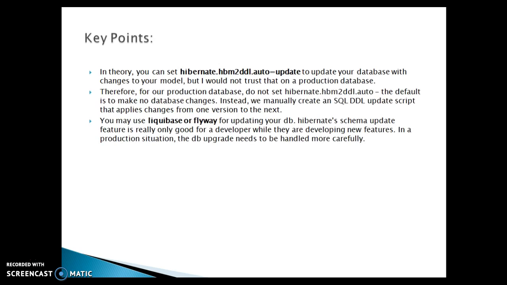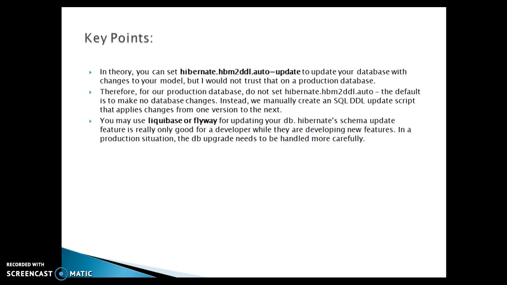Now there are some very important key points. In theory, you can set hbm2ddl auto to update to update your database with changes to your model, but I would not trust that for production. In production mode you cannot specify update, because this will make some changes on the database side automatically, and this is not good for production mode. Therefore, for your production database, do not set hibernate hbm2ddl auto. The default is to make no database changes.